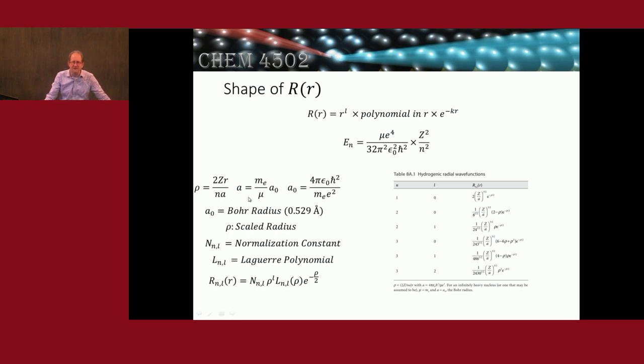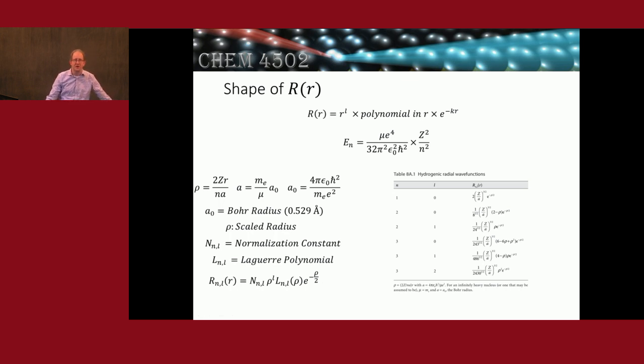And that's going to be the basic fundamental large radius decay of our wave function. So we're going to have a normalization constant, rho to the L, a polynomial of rho, and then e to the minus rho over 2. e to the minus r over some number times a naught. So an exponential decay.